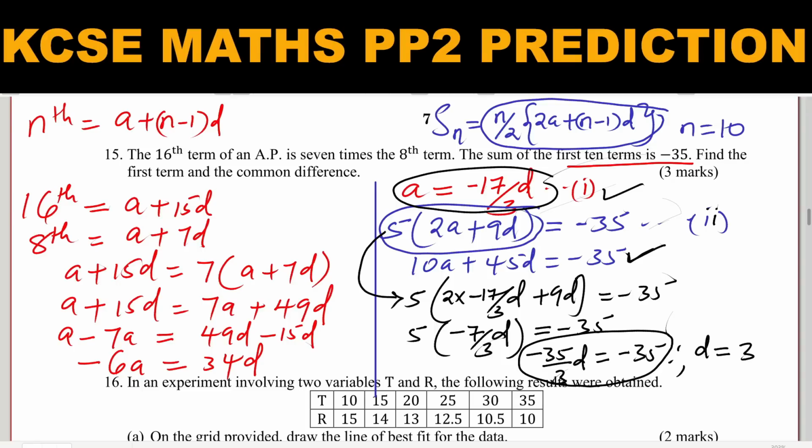So if d is equal to 3, what about a? Remember a is here. So a is equal to negative 17 over 3 times d, which is 3. So a will be given by negative 17. That is the first term, and the common difference is 3. So the first term is negative 17, and the common difference is 3.